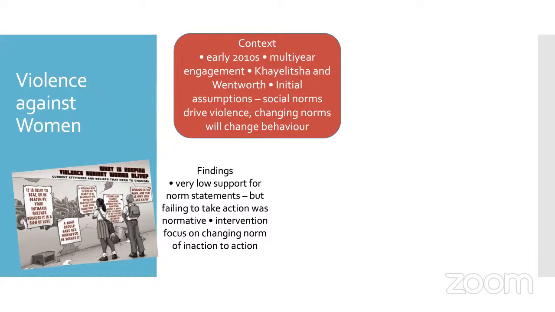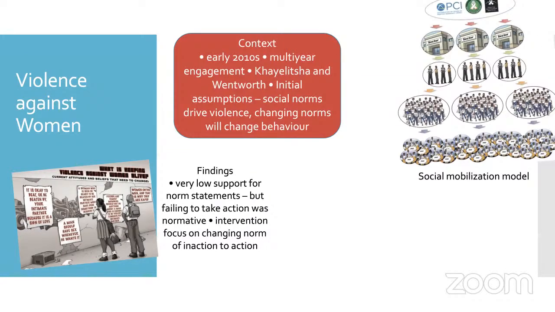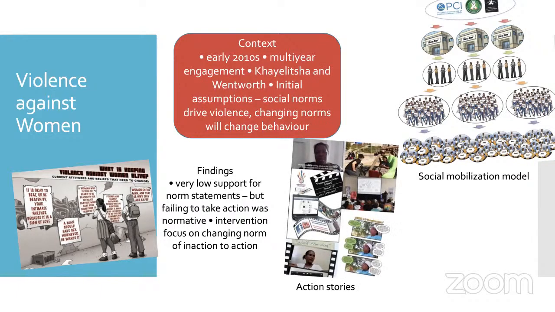So we looked at changing the norm of inaction in response to violence against women to a norm of action. And this took place over a number of years. We developed a model where we trained people in communities to just focus on this. So a social mobilization model where people would set up small groups, and then talk about violence against women in their immediate context, and then look at actions that could be taken, and then people would begin sharing actions.